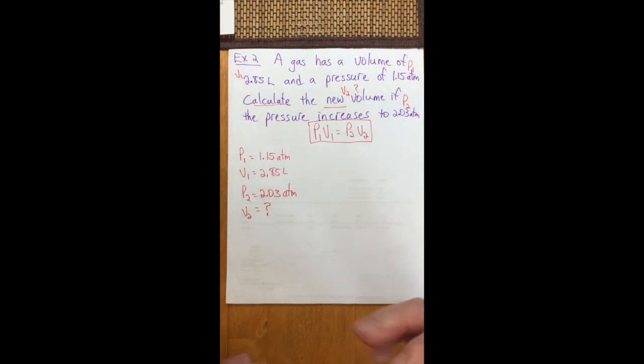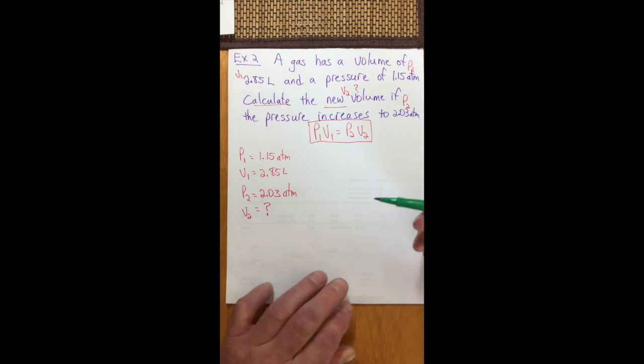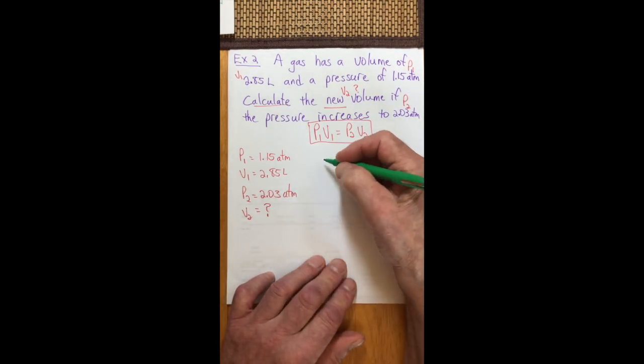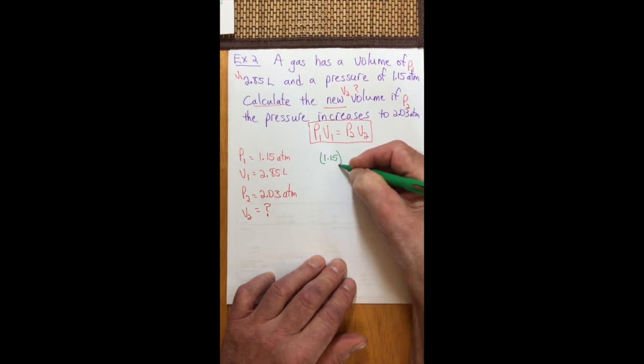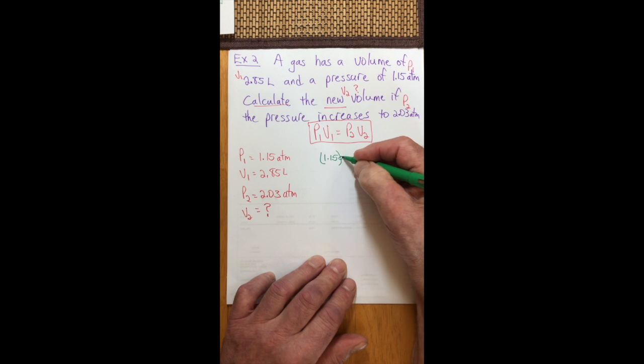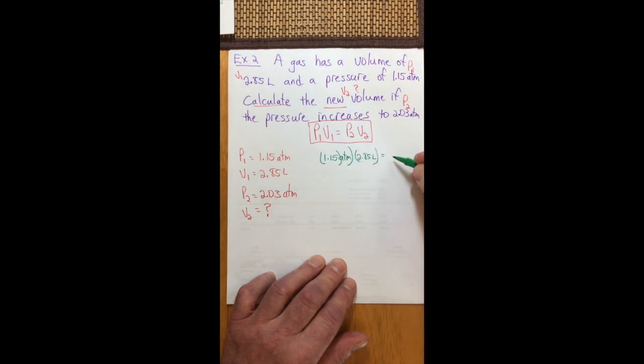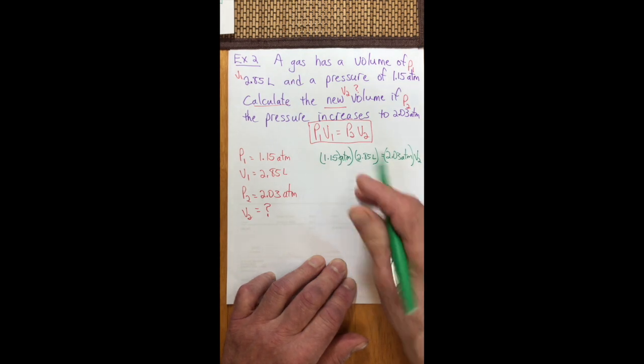You don't have to rewrite P1, V1, P2, V2 at the top every time. I do want the setup, I want the units on it. So you're gonna write 1.15 atmospheres times 2.85 liters equals 2.03 atmospheres times V2.